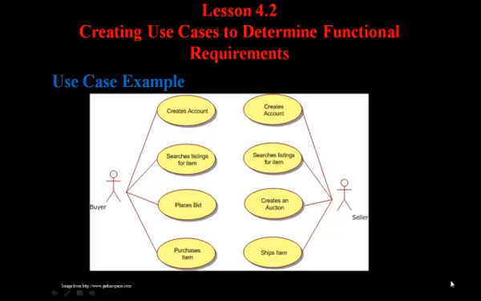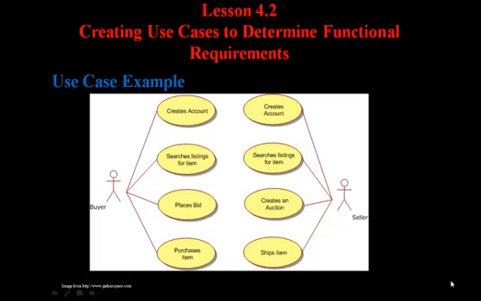Now they're interacting with the process of the seller. The seller is also creating an account. They are searching listings for an item. You know, is there a viable place to post their product? They'll create an auction, and then once that auction has ended, hopefully someone has purchased the product and they'll be able to ship the item.